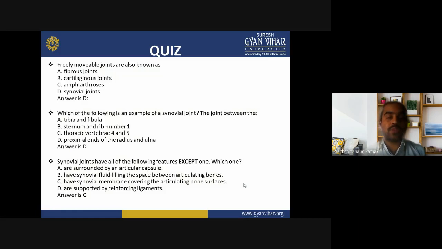Another question is, synovial joints have all of the following features except one. Now which one is there? Are surrounded by an articular capsule, have synovial fluid filling the space between the articulating bones, have synovial membranes covering the articulating bone surface, are supported by reinforcing ligament. So yes, answer C is correct.